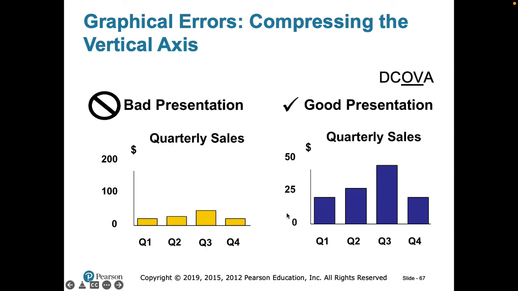Once you decompress the data, then you can see how much difference there is between quarter one and quarter two, even though here they look somewhat similar. Even quarter four and quarter one look kind of similar. But once you decompress the data, you can see that quarter four is actually smaller than quarter one.